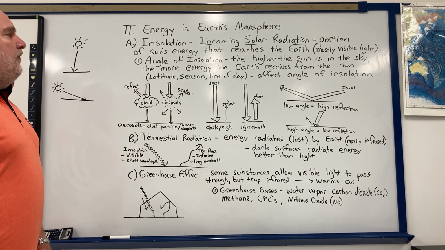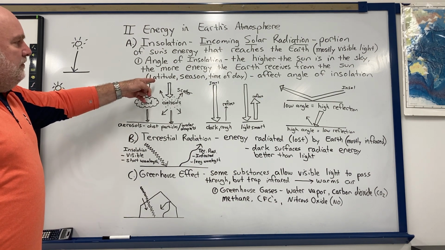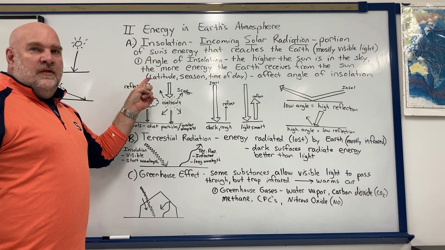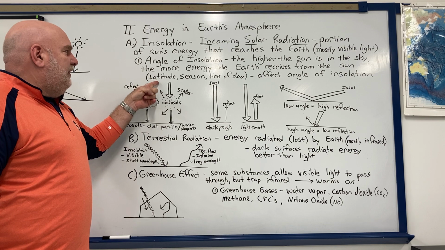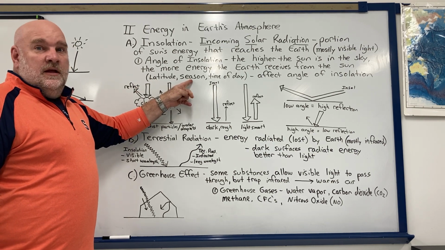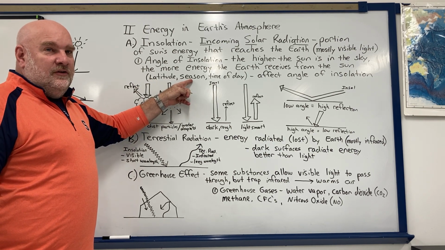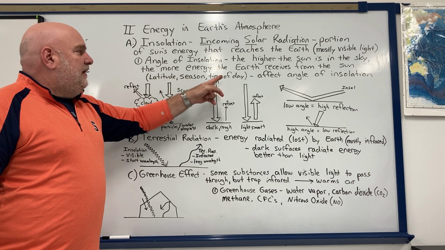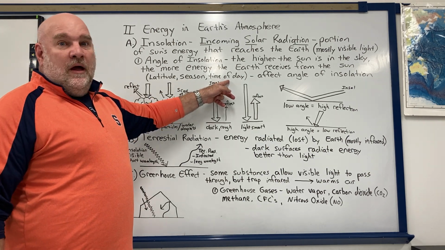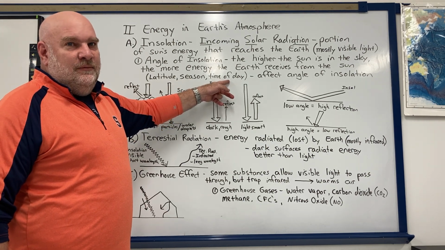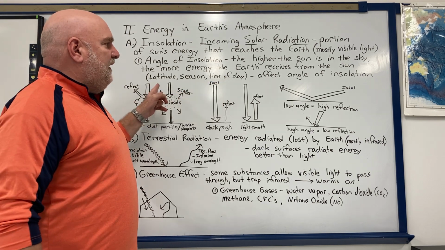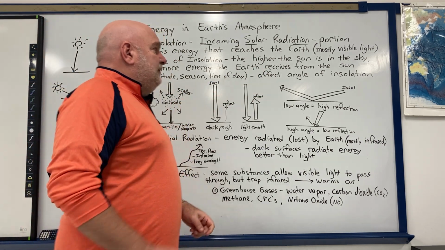So the latitude: closer to the equator, generally speaking, the higher the angle of insolation. The season: in the summertime, the sun's higher in the sky, so you get more insolation. And the time of day: around noon, the sun's highest in the sky, and we get the most amount of insolation. So those are the things that affect the angle of insolation.